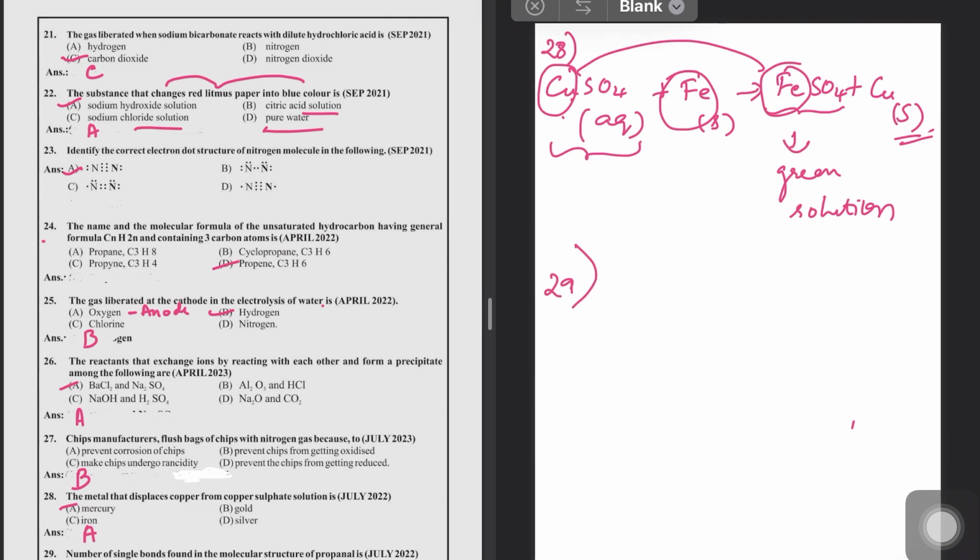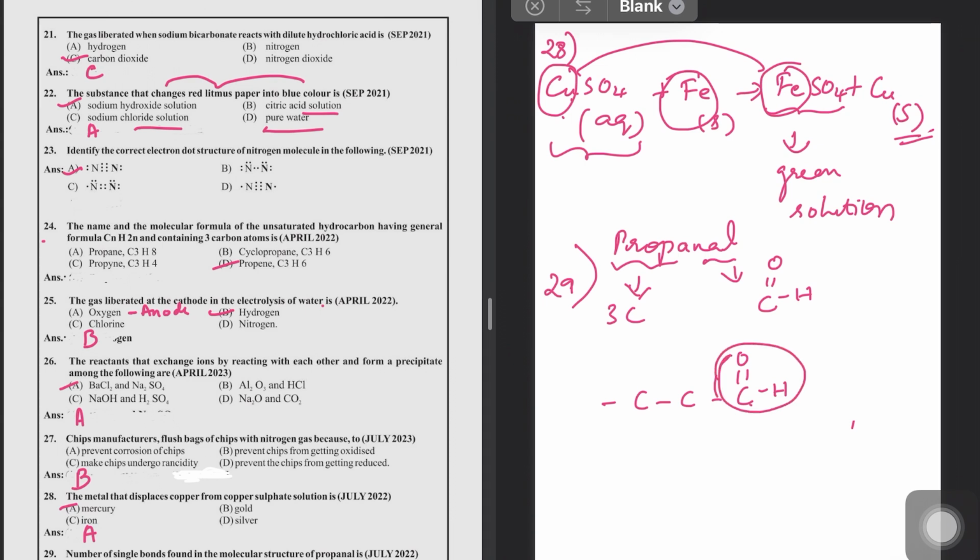Coming to the last question. The number of single bonds found in the molecular structure of propanol. Prop and al. What do you mean by prop? It has 3 carbon atoms. It should have 3 carbon atoms, and al is nothing but the aldehyde group. What is the functional group? That is C double bond O and H. So keeping these clues in mind, the structure should have 3 carbon atoms. Yes, it has 3 carbon atoms, and the aldehyde functional group is also there.